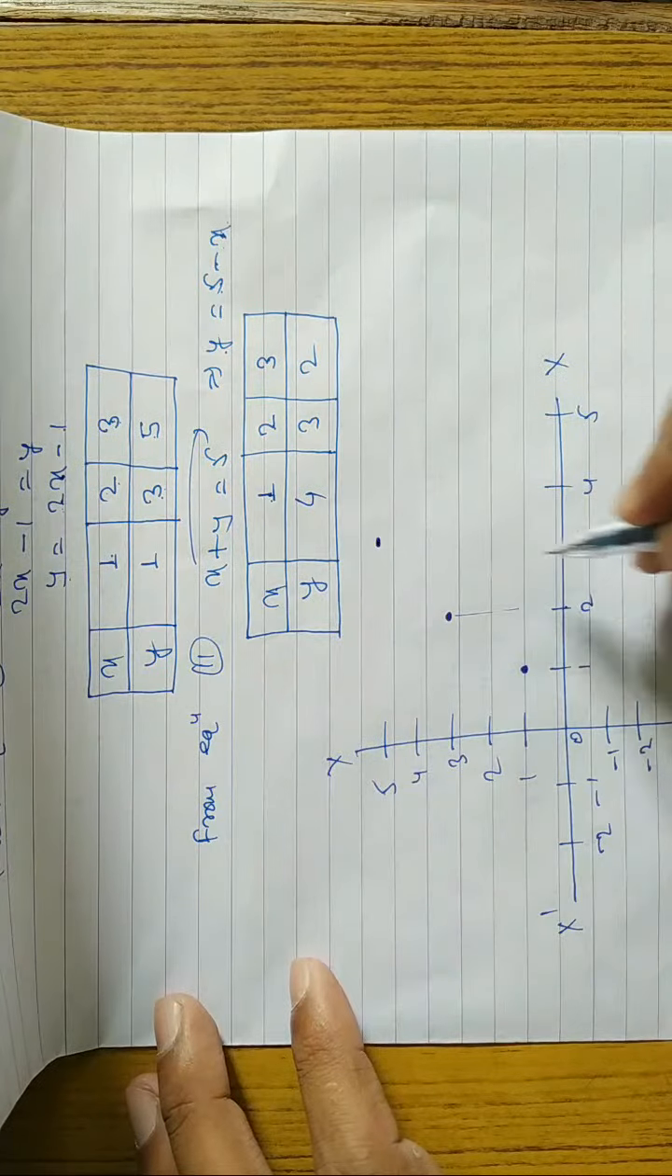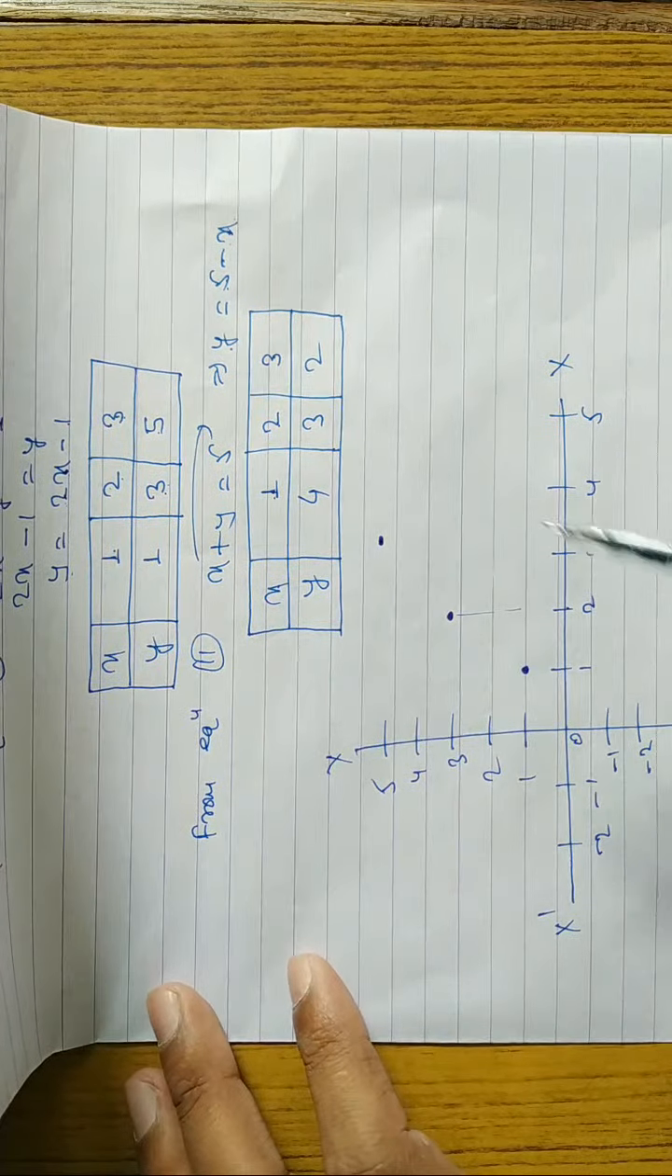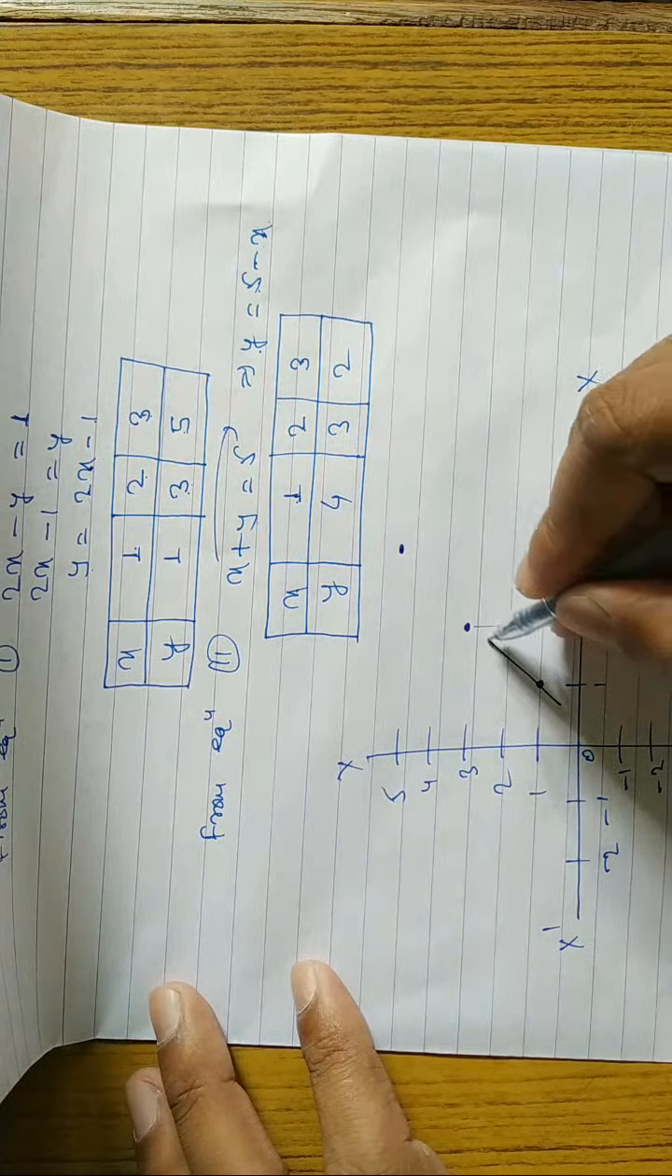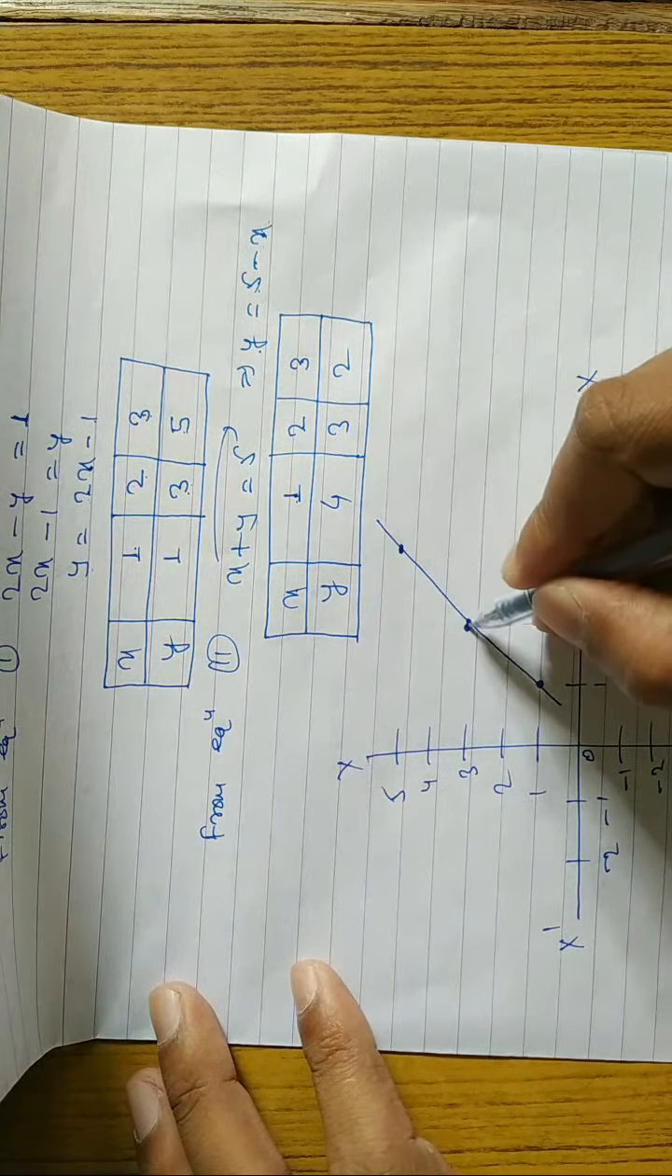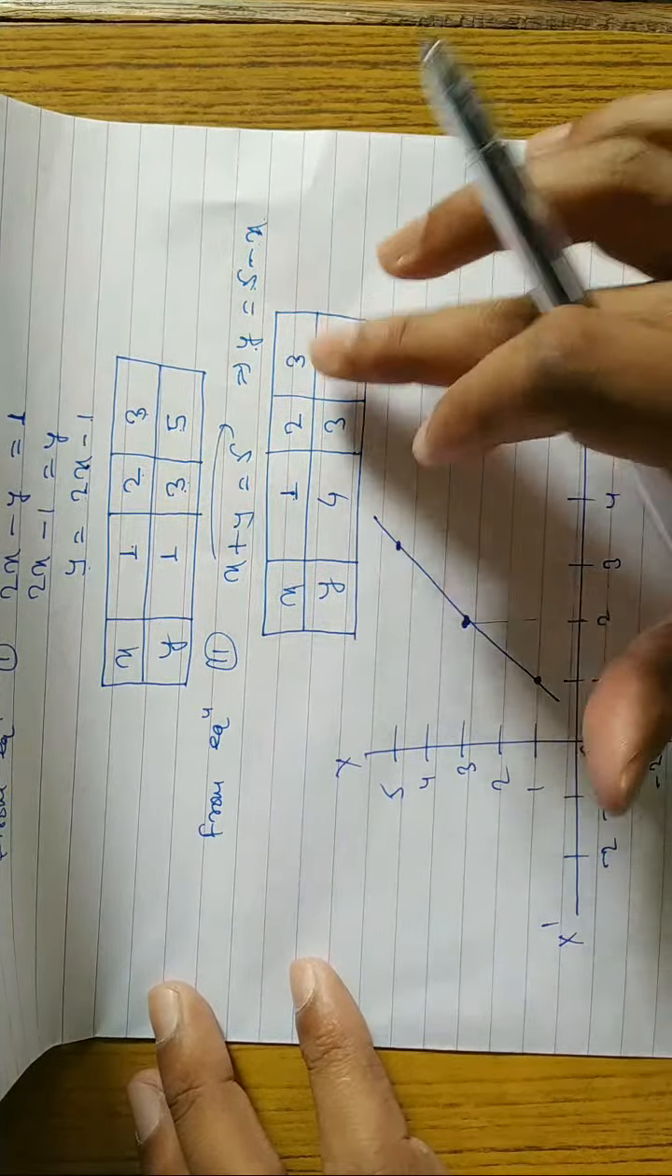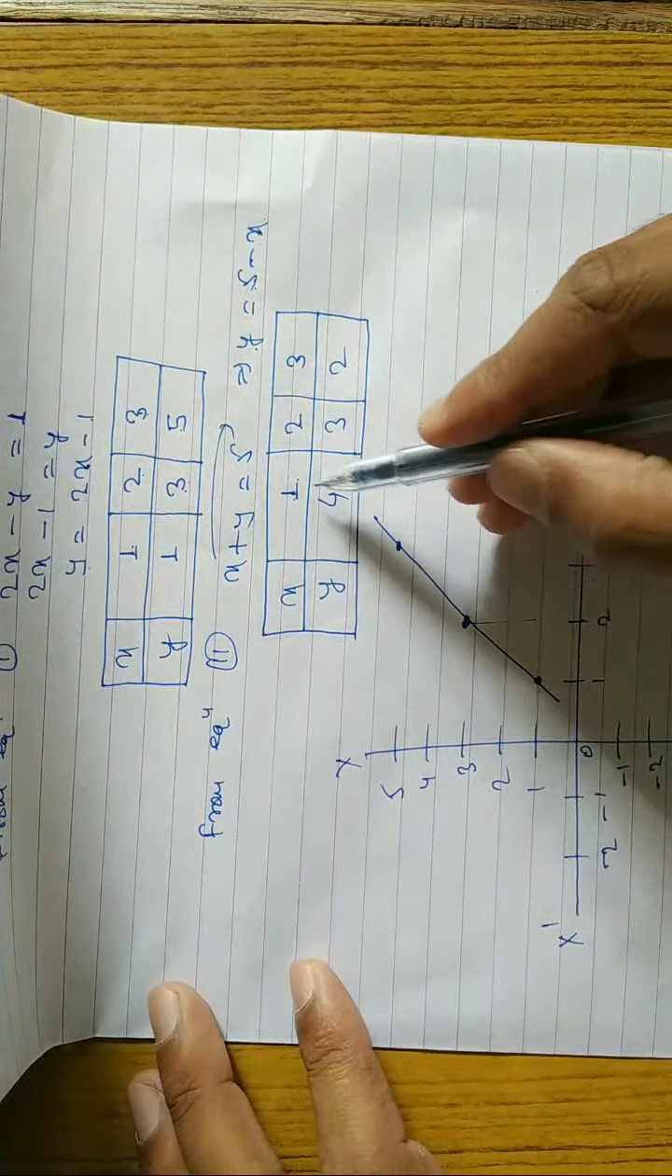If minus 5, then we have to go downside. This we have to draw now, one straight line. You will get it straight. Okay. Now next equation, 1, 4.